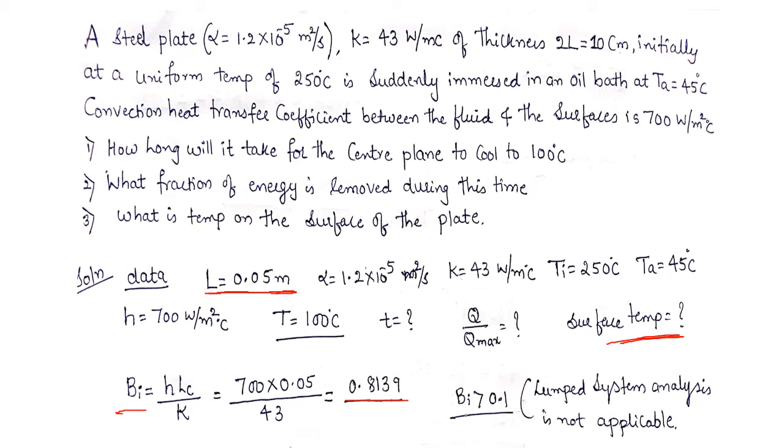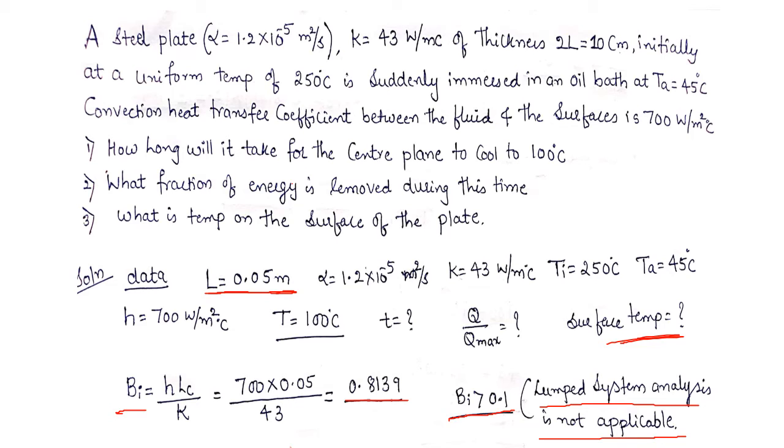In the previous problem, we first calculated the Biot number and it was less than 0.1, so we used lumped system analysis. But in this problem, after calculating the Biot number, its value is greater than 0.1. If the Biot number is greater than 0.1, then lumped system analysis is not applicable to solve this problem.